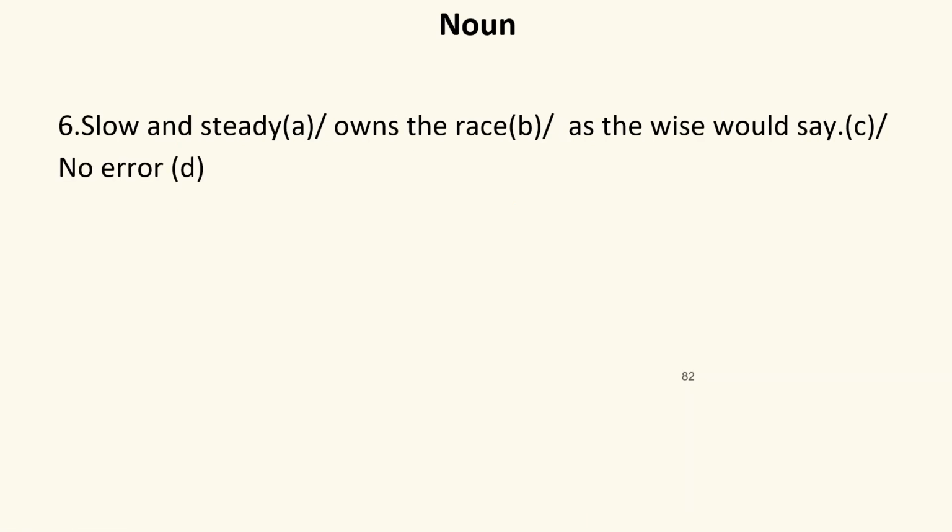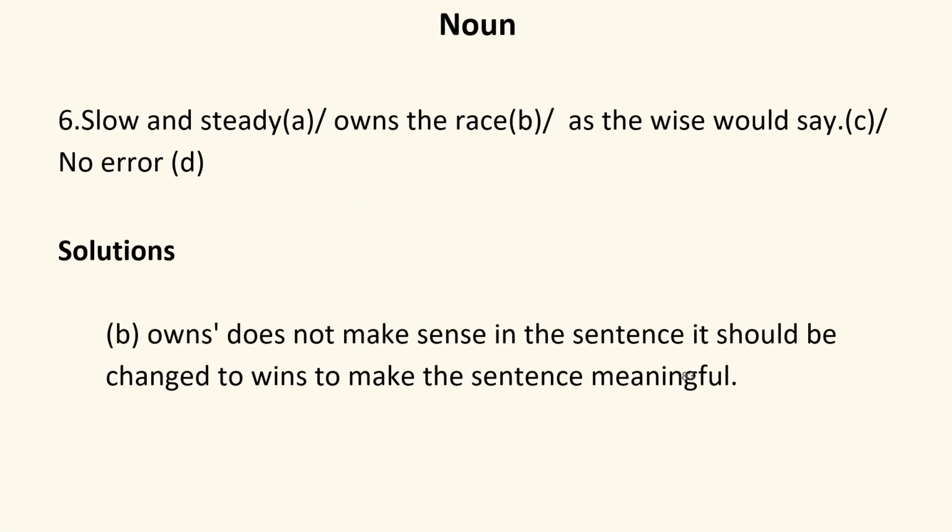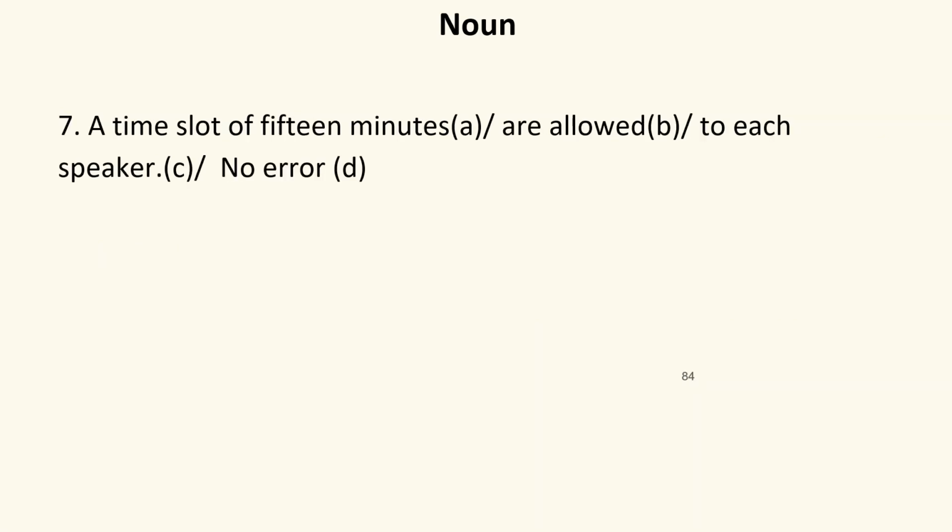Now, slow and steady owns the race. Now, owns is not suitable over here. Instead, we should use wins the race. So the correct use will be wins. Owns is actually possession, like he owns this bungalow. There owns is correct, but here wins is correct. Otherwise it does not make any sense.